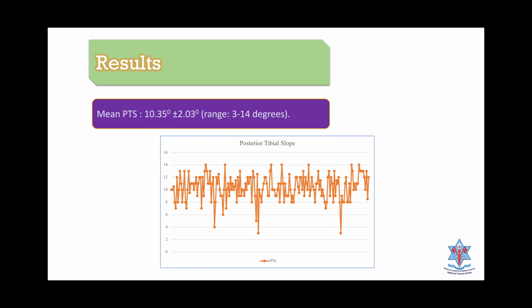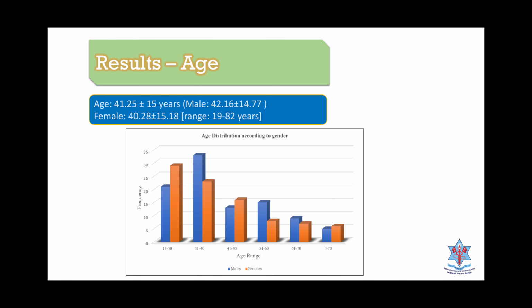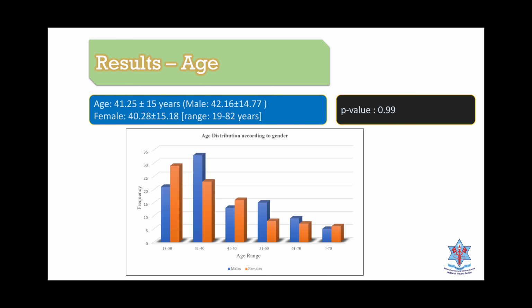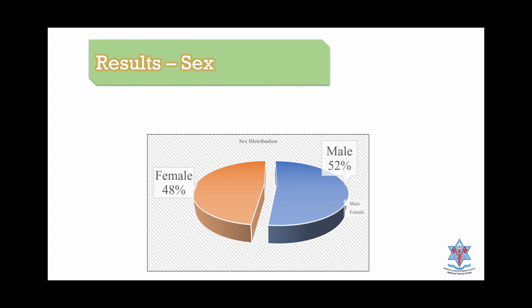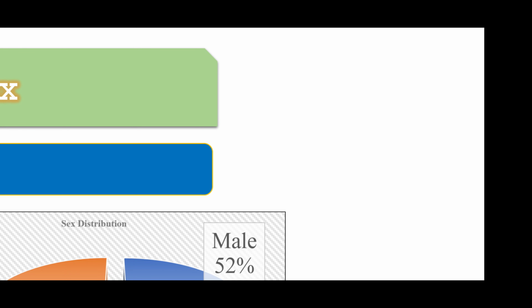Coming to the results, our average posterior tibial slope was 10.35 degrees with a standard deviation of 2.03 degrees. This picture depicts the age distribution, and the average age was 41.25 plus minus 15 years, with males having a slightly greater mean age and females slightly lesser. However, the range was 19 to 82 years, and there was no significant correlation of age with the posterior tibial slope. Our study comprised 52% males and 48% females, and there was no sexual dimorphism present in our study.